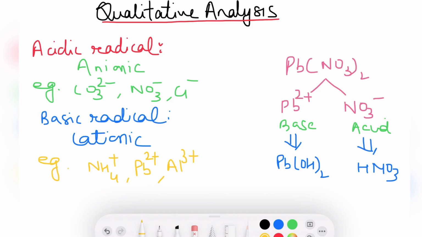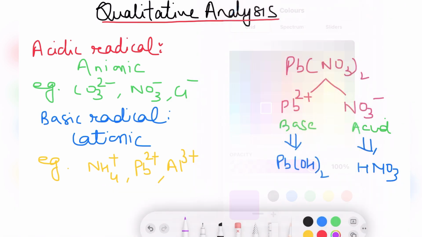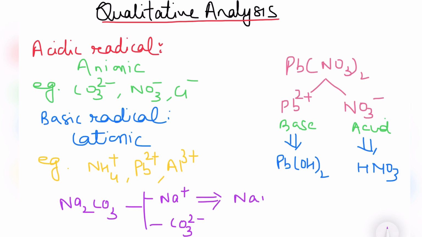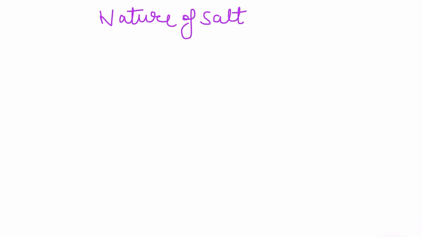Let's take one more example. Suppose I'm taking Na2CO3. It contains sodium ion, which comes from a base part, and carbonate ion, which comes from an acid part. On adding hydroxide, it becomes NaOH, and the carbonate part becomes H2CO3 by addition of H plus ions to it.